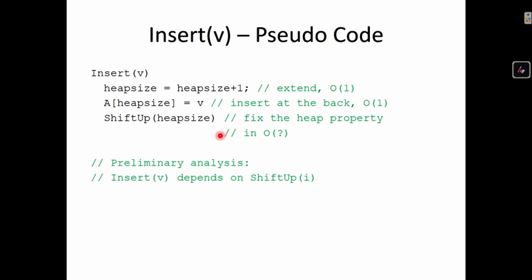But if I do that, I might have violated the max heap property, right? So I need to fix it, or so-called heapify my heap again. So I use this operation called a shift up operation. Just pass in the heap size, which is the index of where the new item is stored. Let's look at how you do shift up.